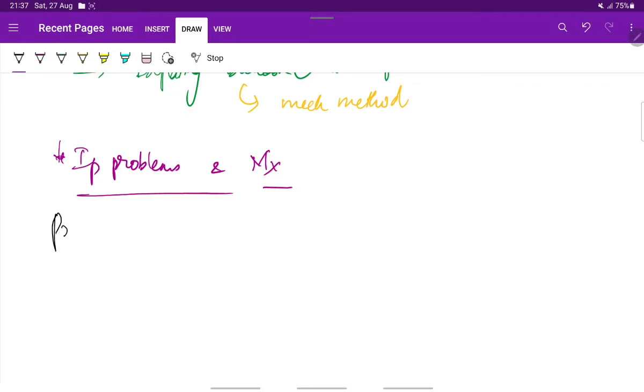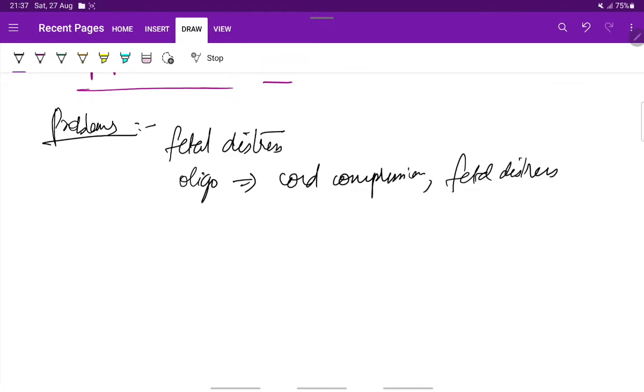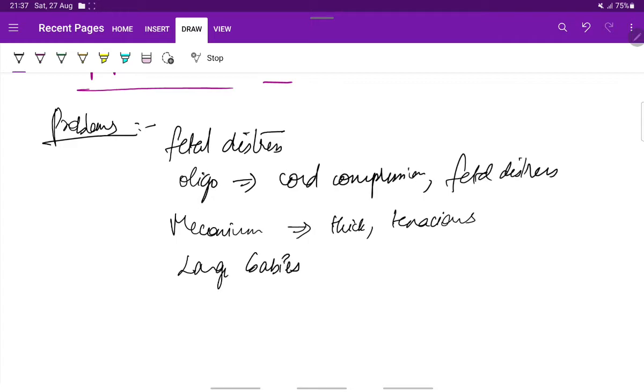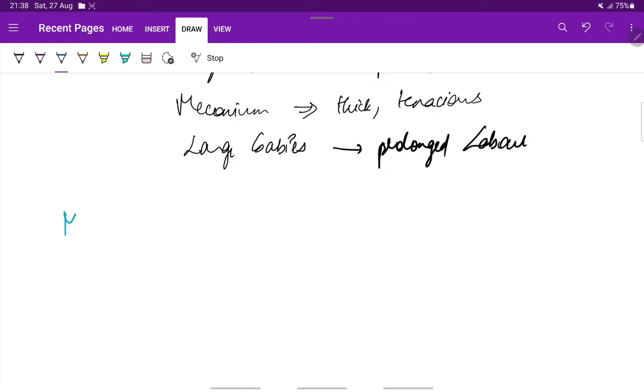First, the problems which can arise include the possibility of fetal distress, and oligohydramnios can predispose to cord compression and in turn fetal distress. Then there will be meconium staining. Because of the oligohydramnios, the meconium will become thick and tenacious. And large babies are born because of prolonged pregnancy, which can lead to prolonged labor. These are the problems. Now, let us see the management.